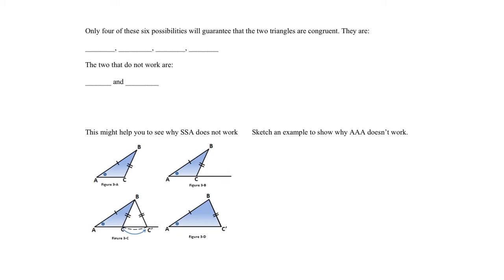Okay, just to tie this up, only 4 of the 6 possibilities will guarantee that the 2 triangles are congruent, and they are side, side, side, side, angle, side, angle, side, angle, and angle, angle, side. That last one, of course, you could write as side, angle, angle. And then the 2 that do not work are angle, angle, angle, and side, side, angle.